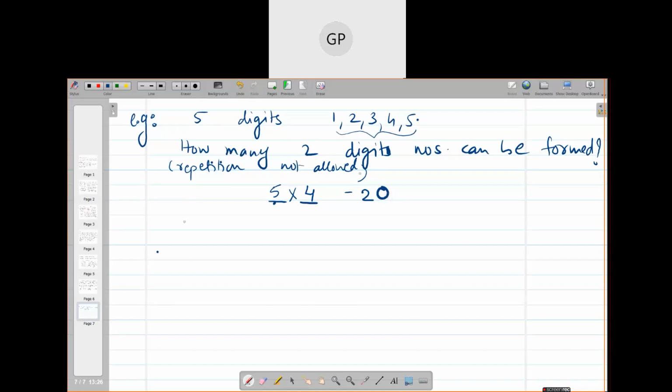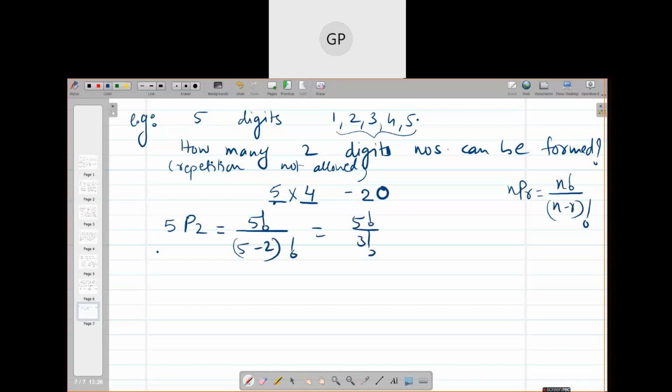So it is the same as 5P2. What is the formula of nPr? n factorial upon n minus r factorial. So 5 factorial upon 5 minus 2 factorial, that is 5 factorial upon 3 factorial, which is 5 into 4 into 3 factorial upon 3 factorial. So the answer is again 20. So it is the arrangement of 2 numbers taken from 5 numbers. Are you getting it?